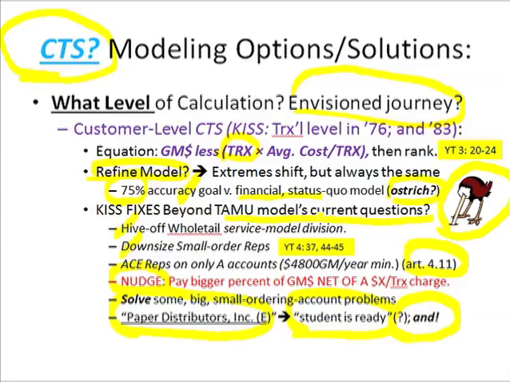So these are questions that we can build on top of, that we are invited to think about by the Texas A&M model. In the next slide, we'll go a little bit further as far as line item profit analytics modeling.